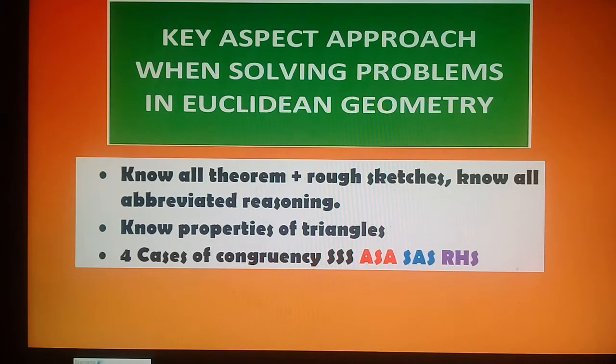Bullet number 2, key aspect: you have to know the properties of triangles. You won't solve problems in Euclidean geometry if you don't know the properties of triangles. You have to know the properties of triangles, and you have to know the cases of congruency: side, side, side; angle, side, angle; side, angle, side; and RHS, right angle, hypotenuse, side. We have to know that one.